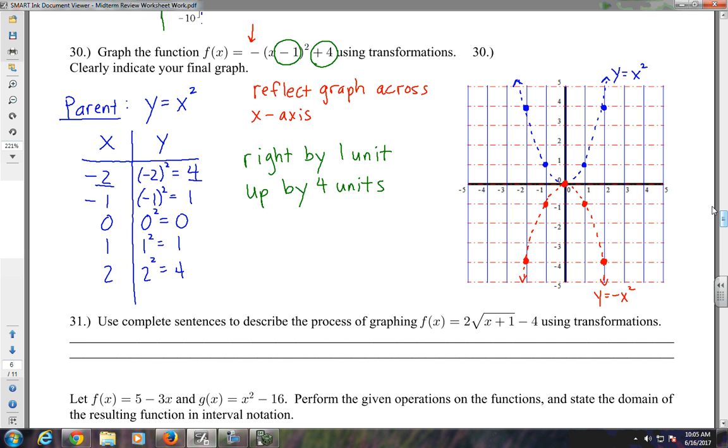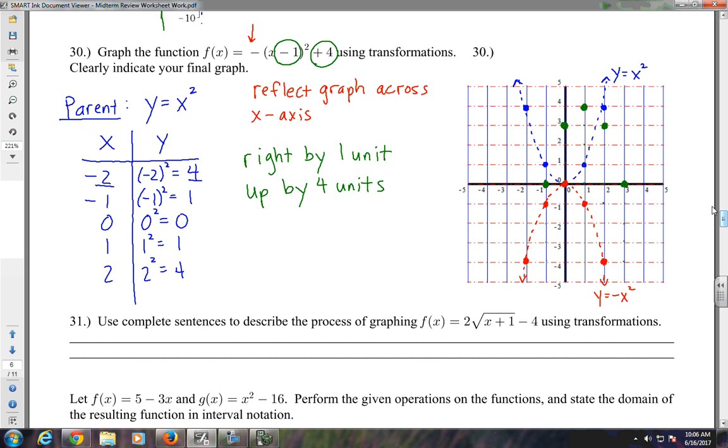So I'm going to take each of those red points, move them right 1 and up 4. So starting with this bottom left point, I'm going to go right 1, up 4. That's its new location. The next red point on the graph, we're going to go right 1, up 4, and plot the point. Moving our red vertex right 1 and up 4, we'll land here. Next point, right 1 and up 4. And the last point on our red graph, right 1, up 4. We end up like so.